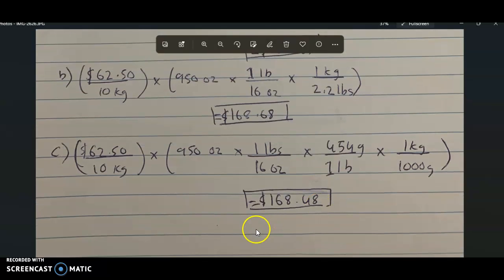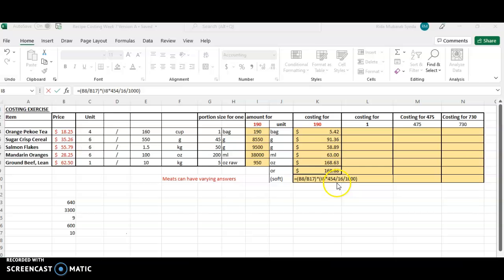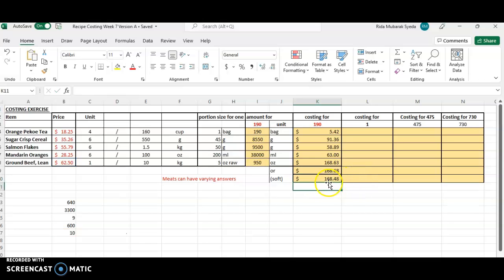So for the next one, what I did was 950 divided by 16 ounces, because we know 1 lb is equal to 16 ounces, and then multiplied by 454, because we know 1 lb is equal to 454 grams, and then divided by 1,000 grams, because 1 kg is equal to 1,000 grams. But when we do it on Excel, we always multiply first and then do the division steps. So this is what my formula looks like when I do it, and when we press enter, we get 168.48 as our price.